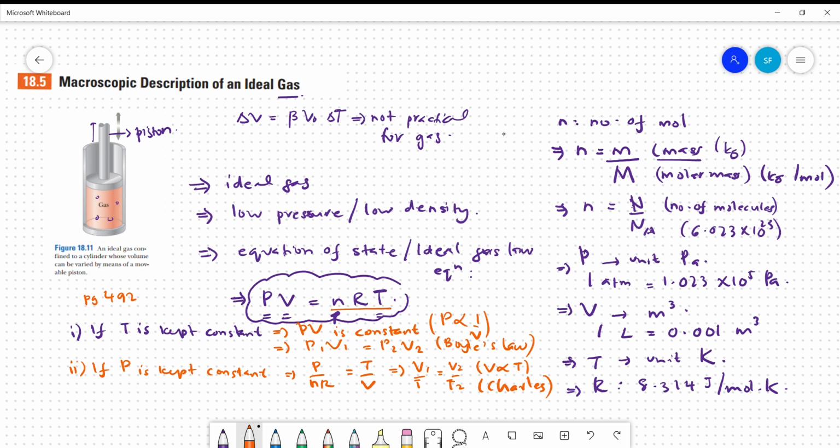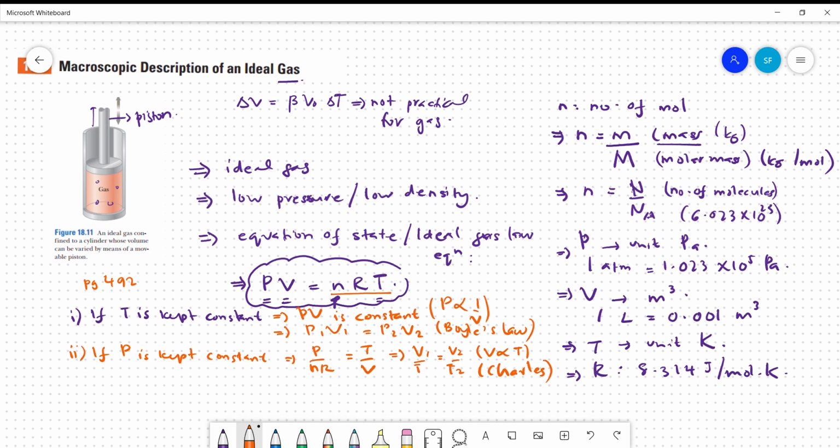Next, if volume is kept constant, what happens to the ideal gas law equation? If V is kept constant, P and T are directly proportional. Or we have P1 over T1 equals P2 over T2. This is Gay-Lussac's law.